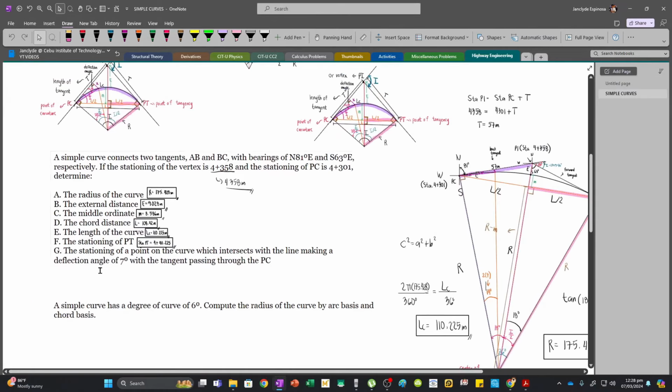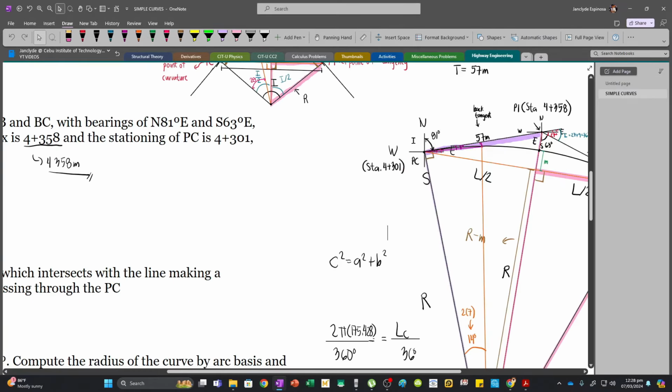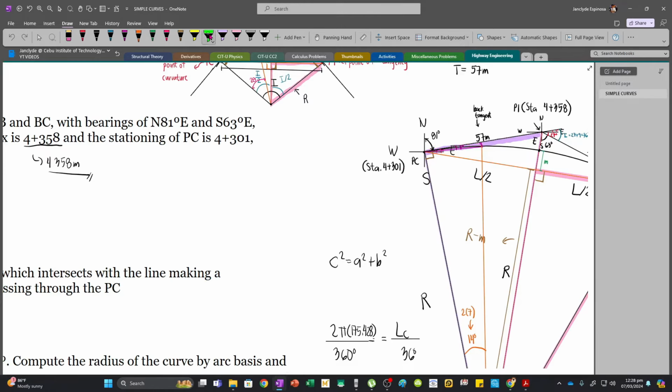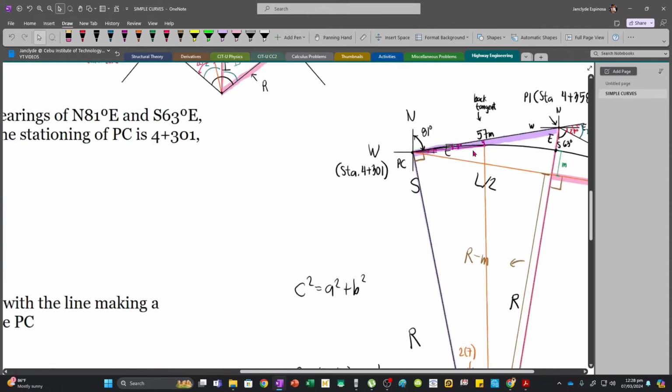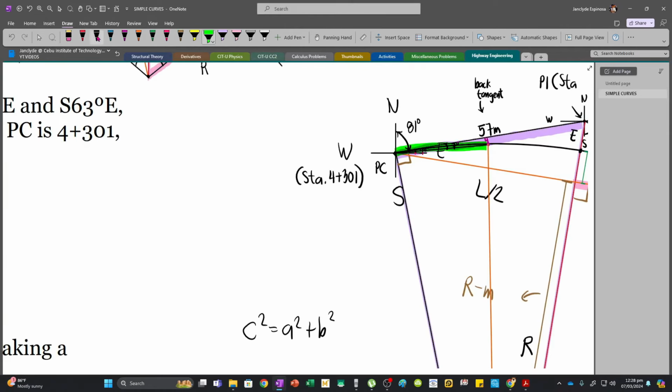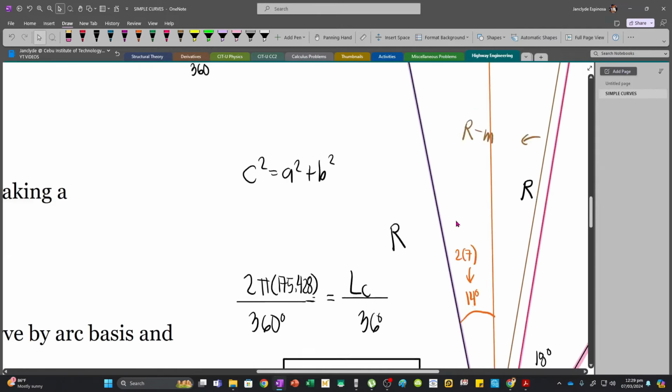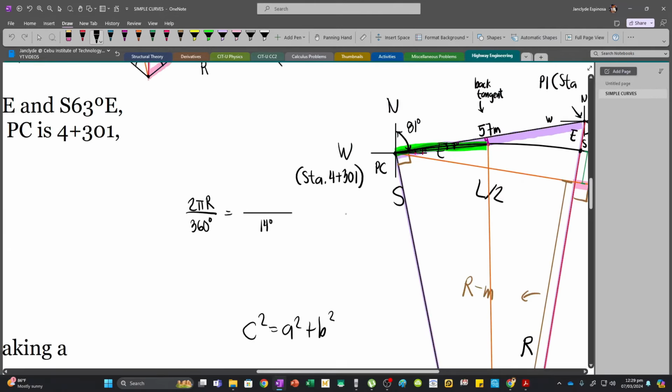And so if we want the stationing of a point, and we are given the stationing of PC, then we'll add the length of this curve to the stationing of PC. And so how are we going to compute the length of this curve? We can still actually use ratio and proportion. Now we have 2 pi r over 360 for the whole circle, and for this particular point, we have a central angle of 14 degrees. So this is 14, and this is the length of curve up to this point. Now let's just label this as A.